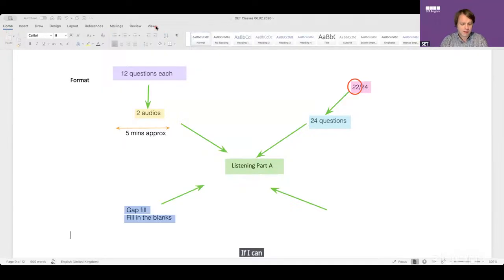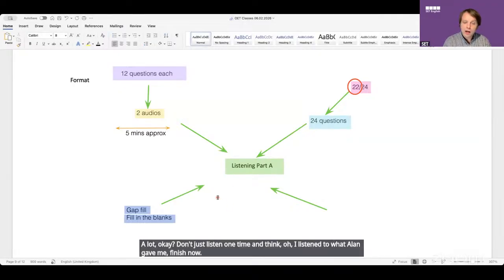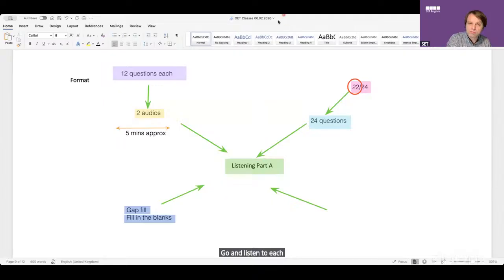If I can find it. One second, Nottingham. I can't share my screen, but this is for all of you. What I recommend is listen to these a lot. Don't just listen one time and think, oh, I listened to what Alan gave me, finished now. Go and listen to each one 10 times. Go and listen every day. They're very good practice audios in the chat for you guys.